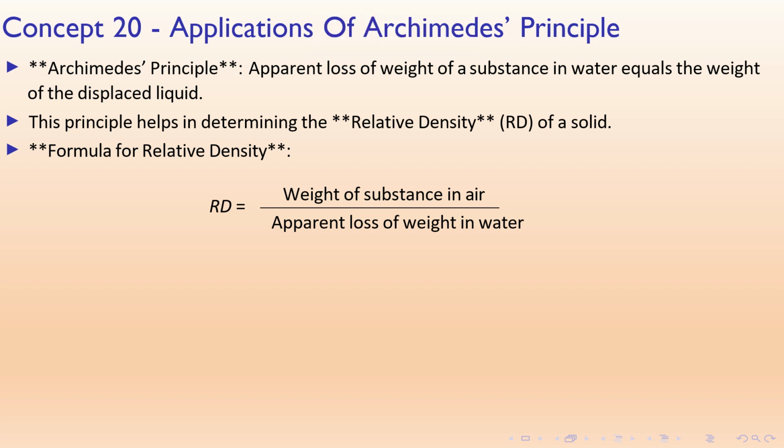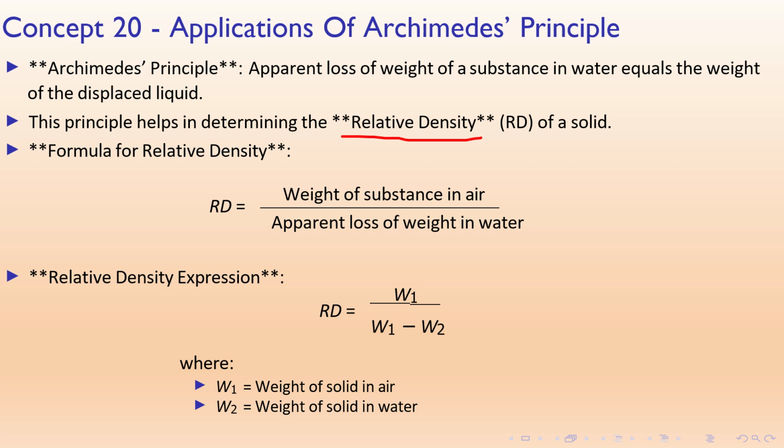This principle helps in determining the relative density also. The formula for relative density, as we know, is the weight of the substance in air divided by the apparent loss of weight in water, that is W1 by W1 minus W2, where W1 is the weight of the solid in air and W2 is the weight of the solid in water. This is called relative density. And we know the relative density does not have any units, it is a ratio. Now let us determine the relative density of liquids. We have seen solids, now here liquids.